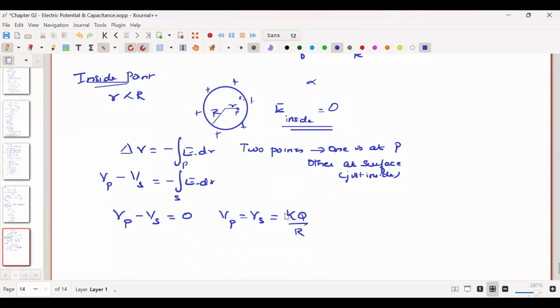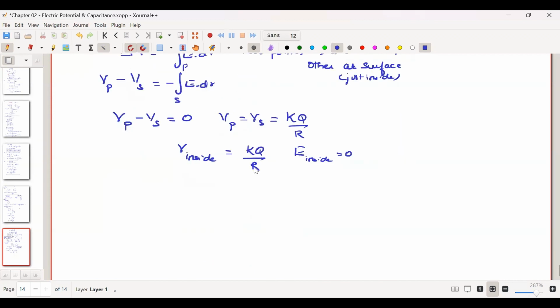Upper potential inside is not 0. It is Kq by R, but it is constant. You need to be very clear. It is not going to vary from the center. When I go towards the surface, it is not going to vary. It is going to be constant, but it is not 0. Is this clear? Yes. And E inside is 0.